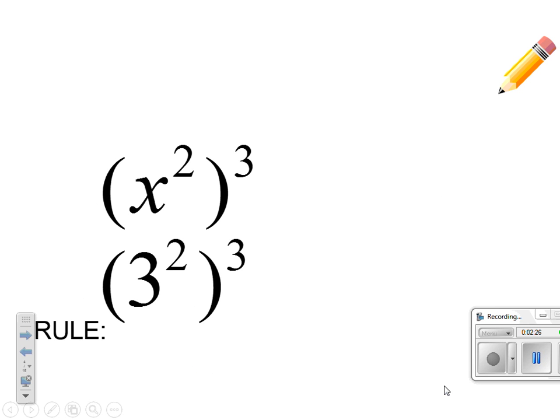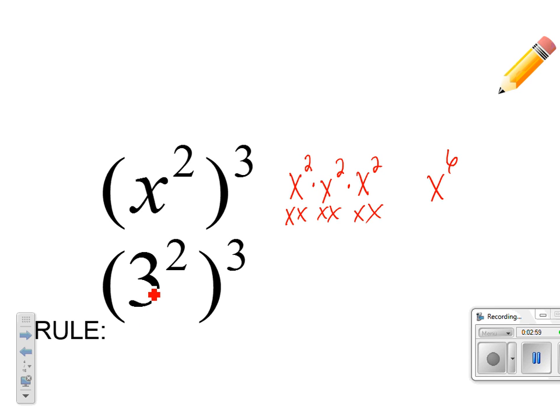One of the other rules that we need is that this says x squared to the 3rd. Well, what does that mean? It means x squared 3 times. Well, what does x squared mean? X squared means x times x, x times x, x times x. How many total x's do I have? X to the 6th. Whether I have an x as a base or a 3 as a base, does it matter how I work with the property? No, it's the same thing.